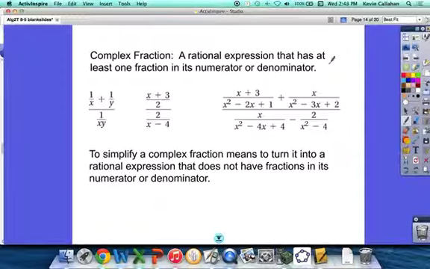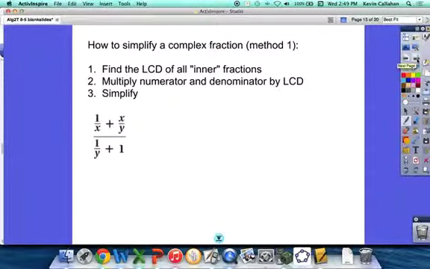And we're going to simplify. Simplify means just turn it into a rational expression that does not have fractions inside of fractions. And we have 2 ways of doing this. There are going to be 2 methods. The first method is look at the denominators for all of what I would call the inner fractions. This is one big fraction, but inside of it there are 1, 2, 3 fractions. Find the LCD for all of those.